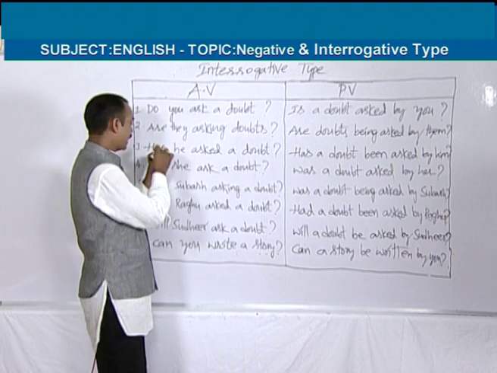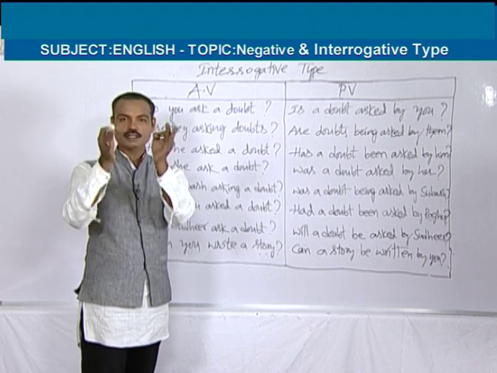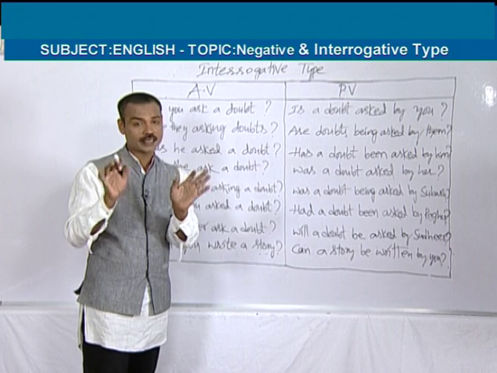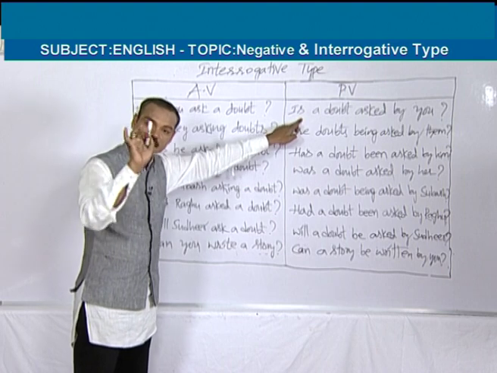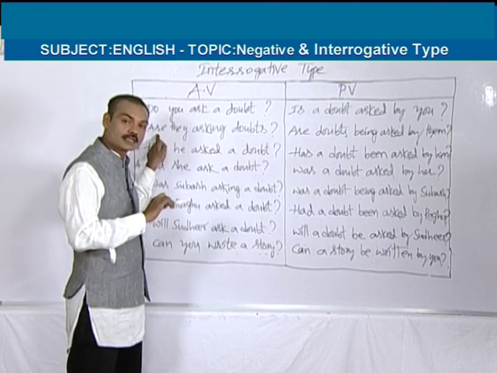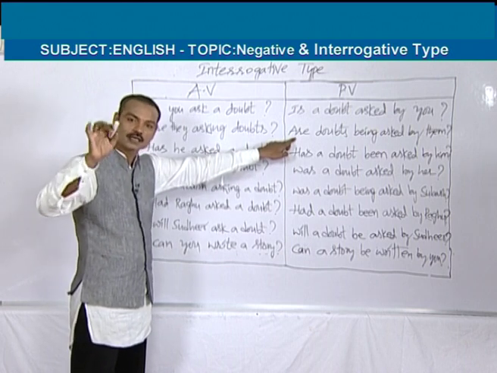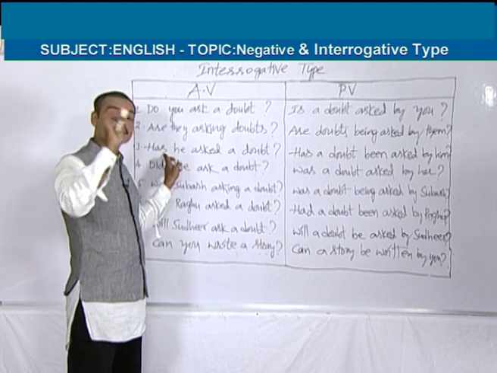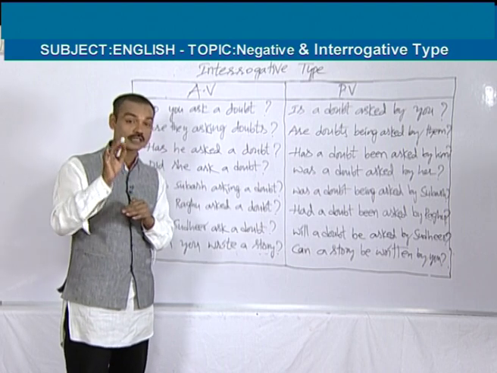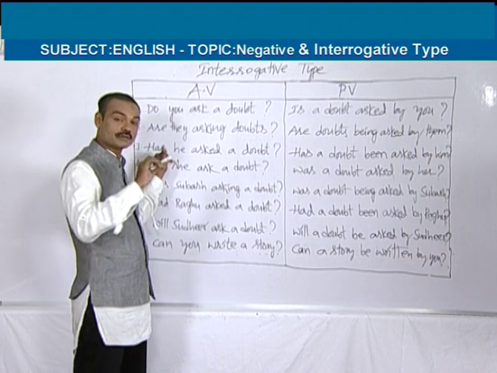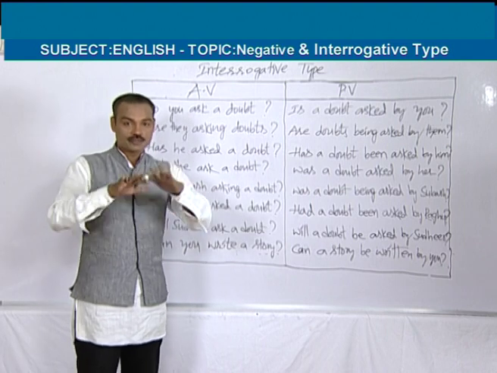So friends, when the active voice starts with either have or has, the passive voice also should start with have or has. It's an important hint. If the active voice starts with do or does, the passive voice should start with am, is, are only. If the active voice starts with am, is, are, the passive voice also should start with am, is, are. Don't forget, it's an important hint. In competitive exams, questions will be given like this.